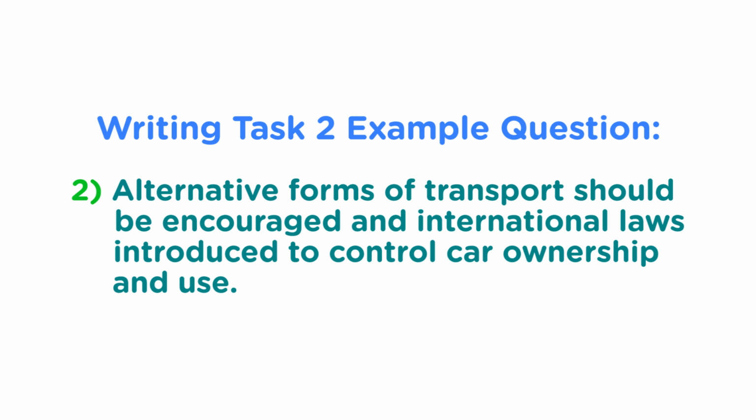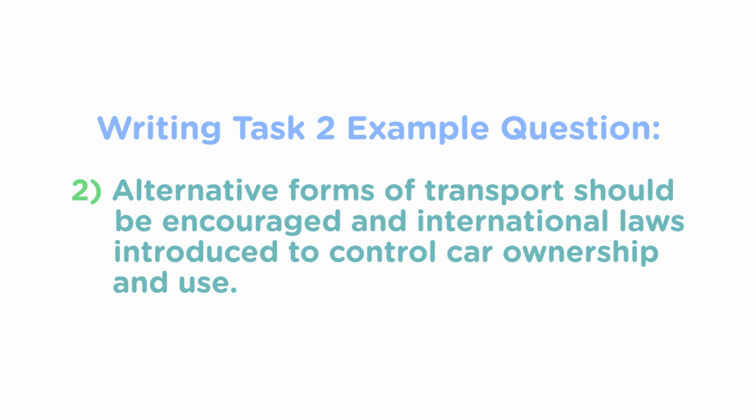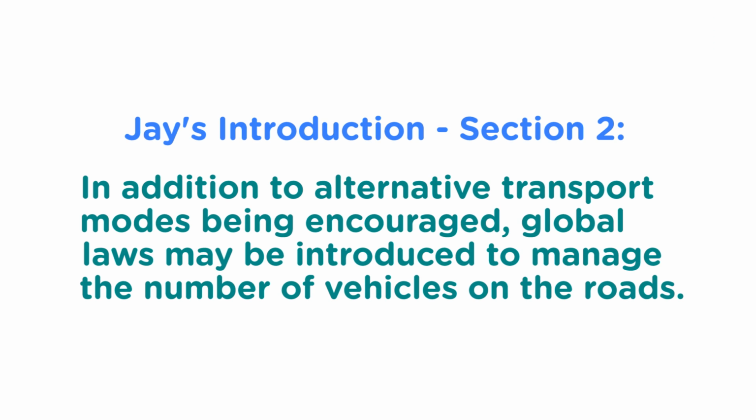Let's look at section 2 of the question prompt. It says, alternative forms of transport should be encouraged and international laws introduced to control car ownership and use. Let's rewrite this section in our own words. Again, keep it broad and neutral, but make sure you are saying the same thing, not something different. Let's look at what I wrote. In addition to alternative transport modes being encouraged, global laws may be introduced to manage the number of vehicles on the roads.